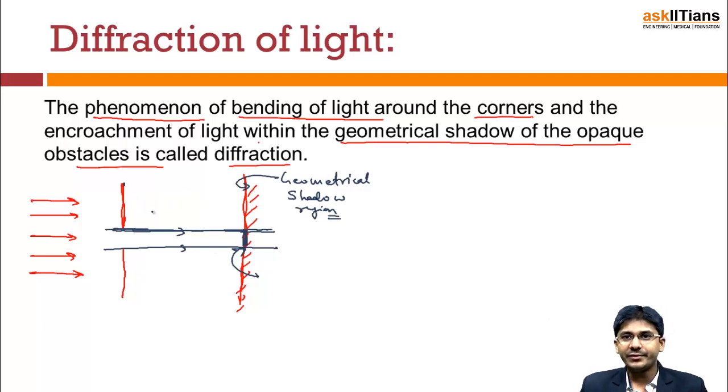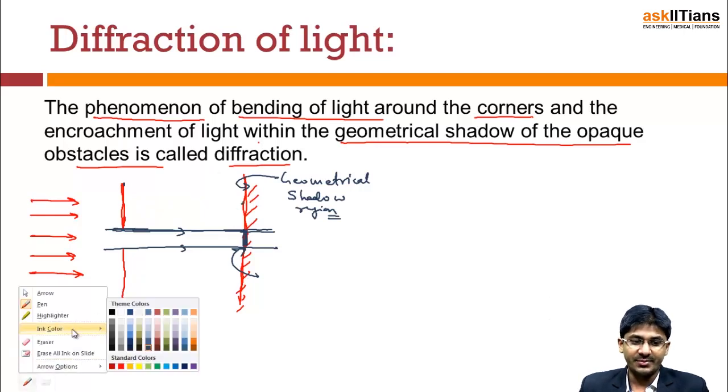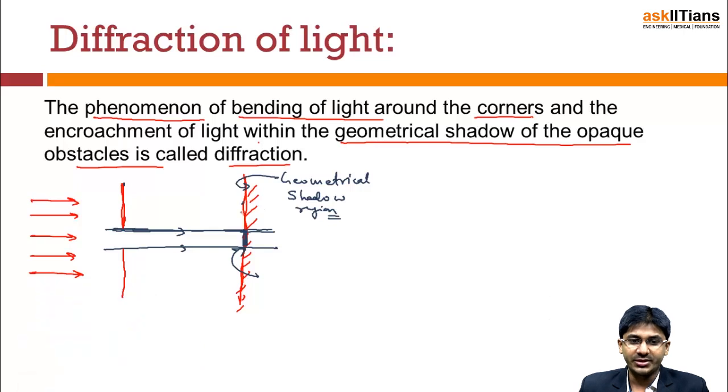But what we practically observe is that there is some light present in this region. There is some light that is present in the geometrical shadow. You will have light here, here, here, and here. So how does it happen? Light travels in a straight line. How does it happen that it goes like this?